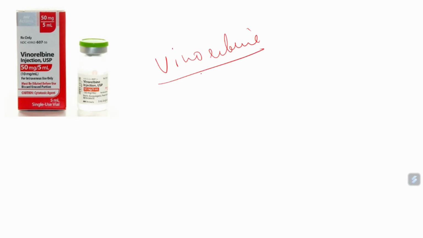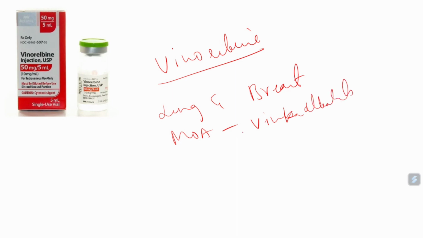Vinorelbine. For this drug, there are very few important points you always have to remember. It is used in lung and breast cancer. Its mechanism of action is very similar to Vinca alkaloids. And always remember, it is given with dilution. It is already written, must be diluted. It is always diluted in NS, and this diluted vinorelbine compound is infused.